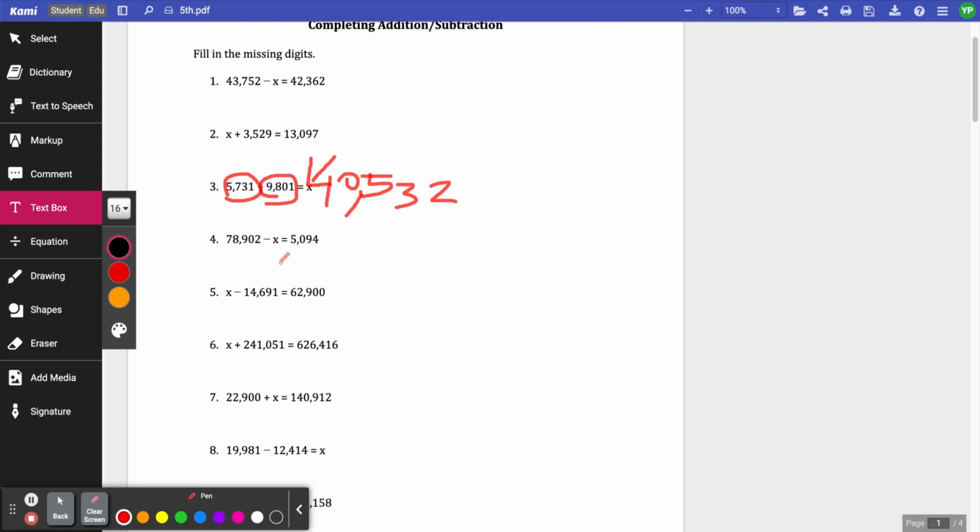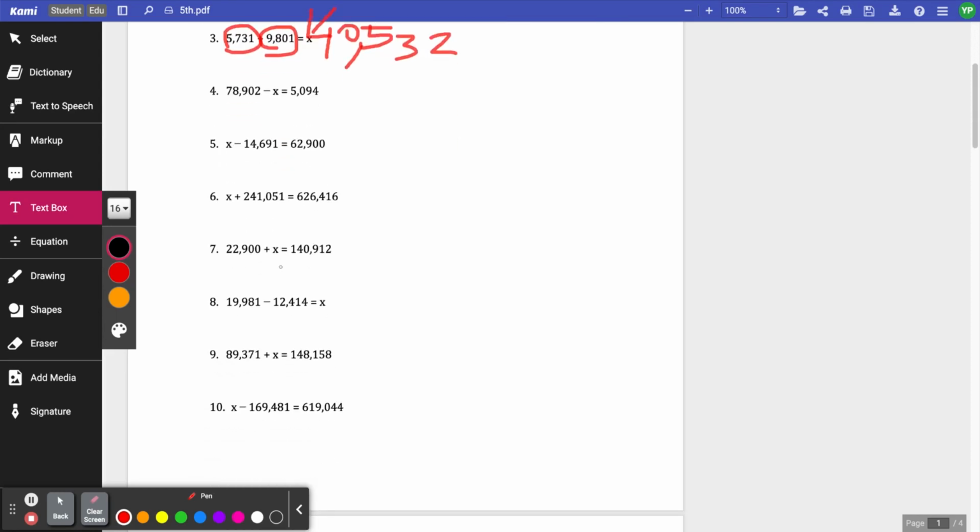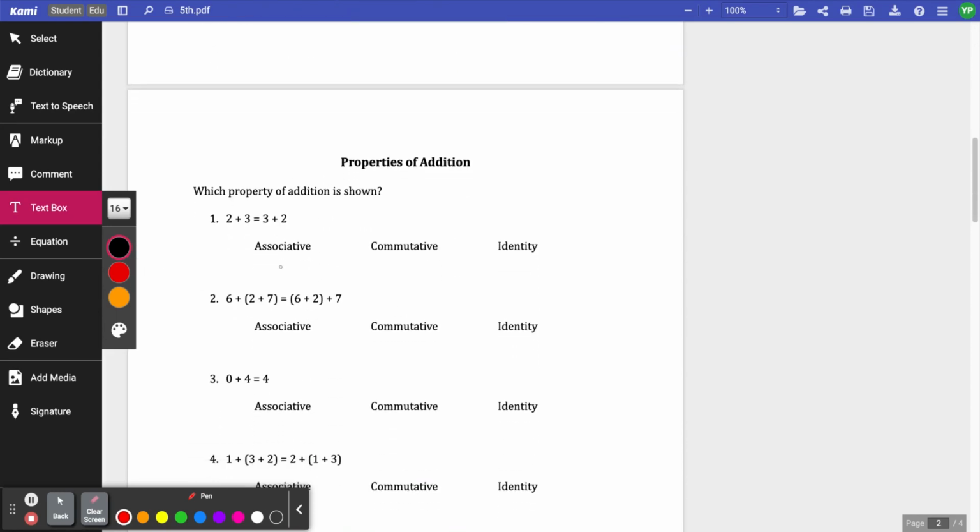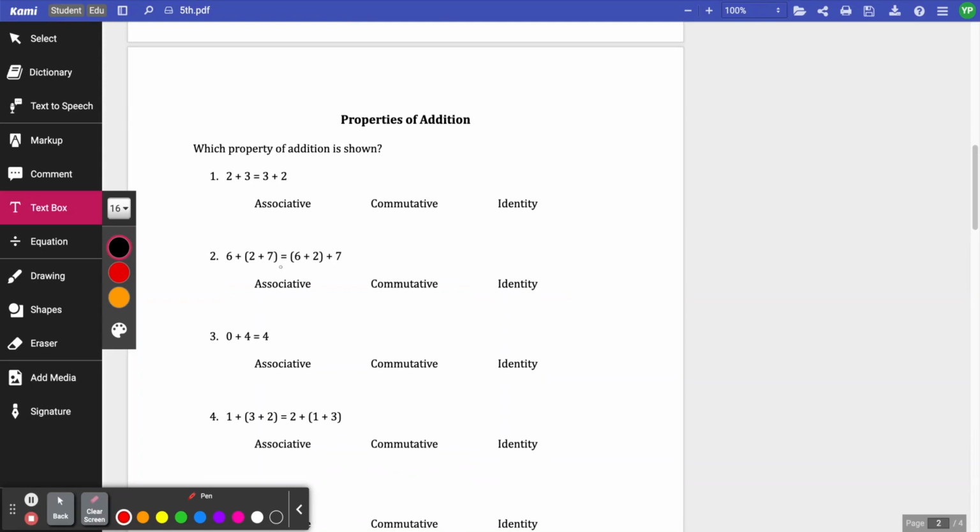I think that's going to be all for this page. Now moving on to properties of addition. The 3 properties of addition are associative, commutative, and identity. The identity property is that 1 equals 1, or like 3 equals 3, right? So anything equals itself.